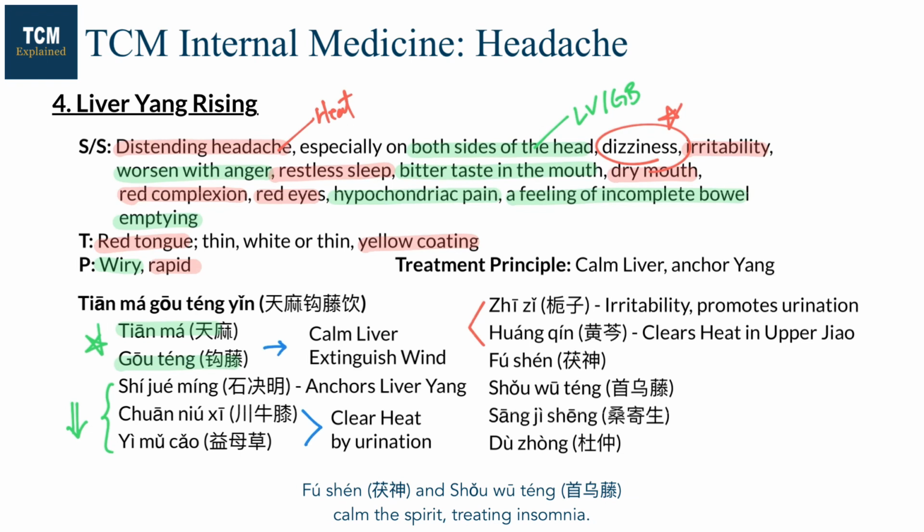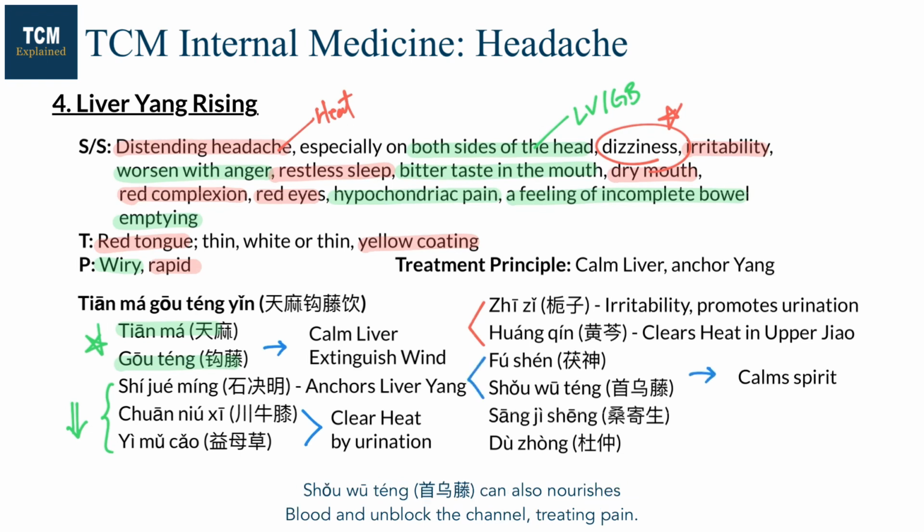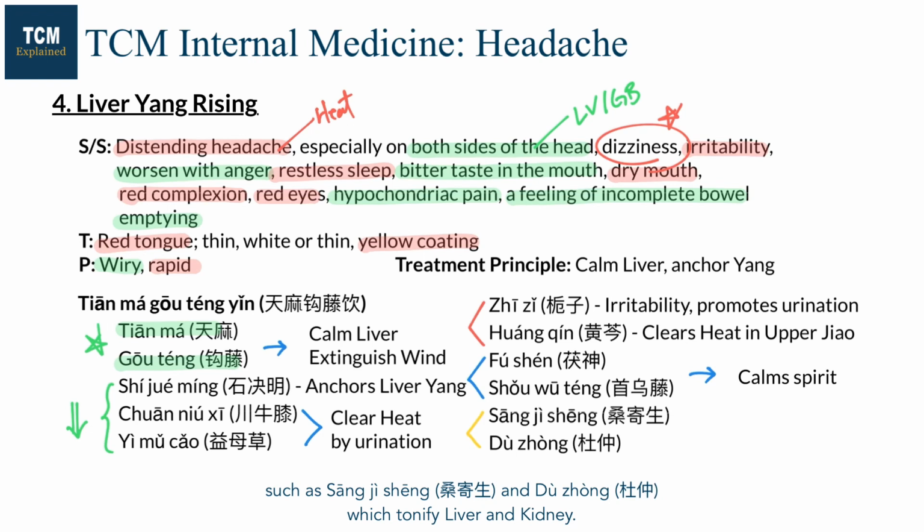茯苓 and 首乌藤 calm the spirit, treating insomnia. 首乌藤 can also nourish blood and unblock the channel, treating pain. Because the underlying cause of this pattern is deficiency, we add a few tonifying herbs such as 桑寄生 and 杜仲, which tonify liver and kidney.